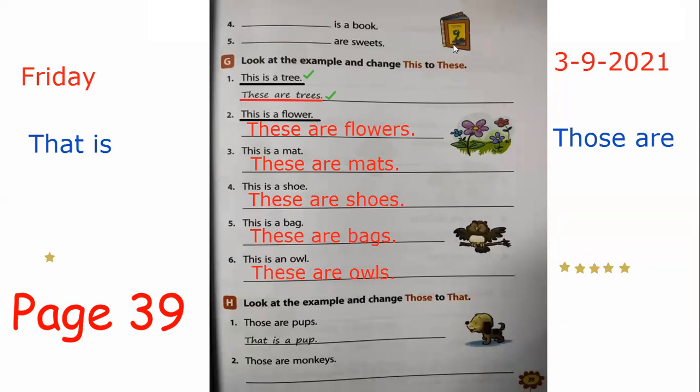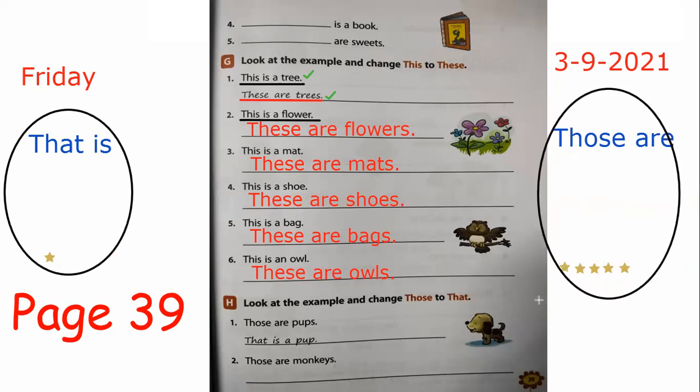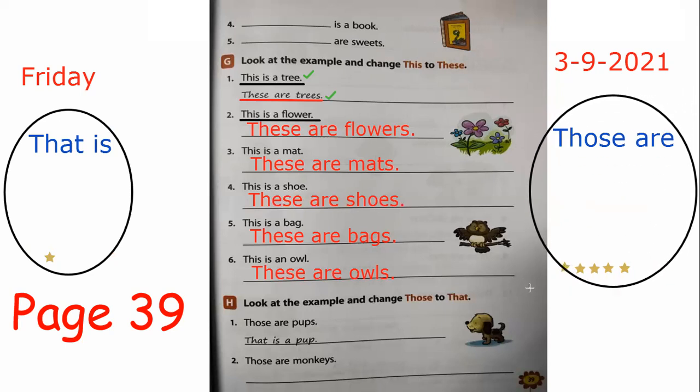Now I'm going to circle this for you so that you have a better view. Wait, let me make a nice circle. Okay, perfect. Now I have 2 oval shapes here, right? For this is that is, and on my right here is those are. So this one is singular and this one is plural.